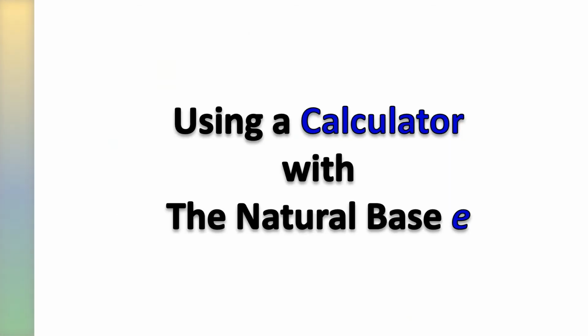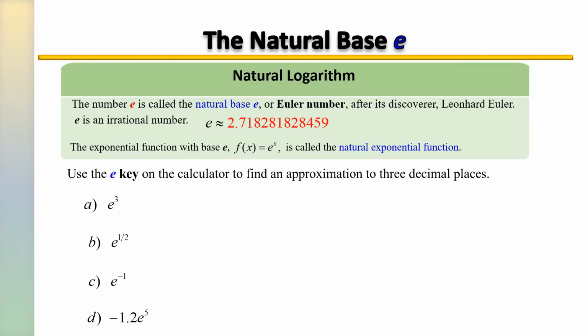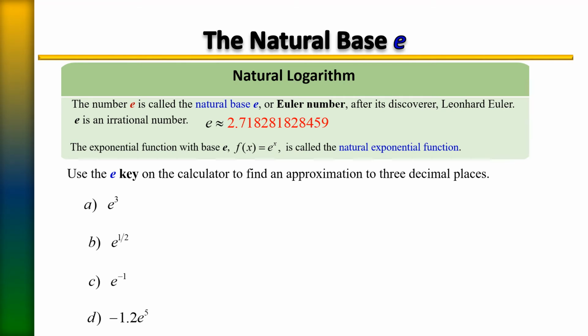Now let's do some practice with our calculator on evaluating natural logs, with the natural base e. So, calculating natural logs. You can find your e key, and the e key is really just like a number, just like pi is a number. Pi is approximately 3.14.